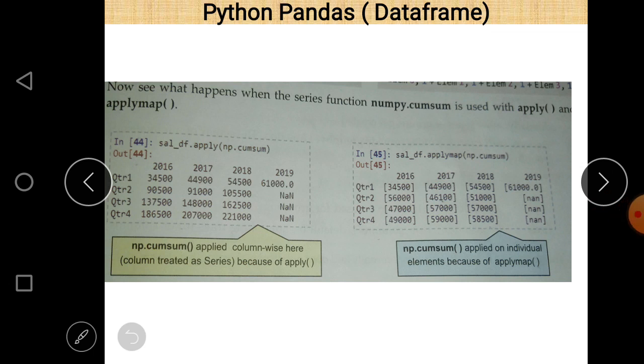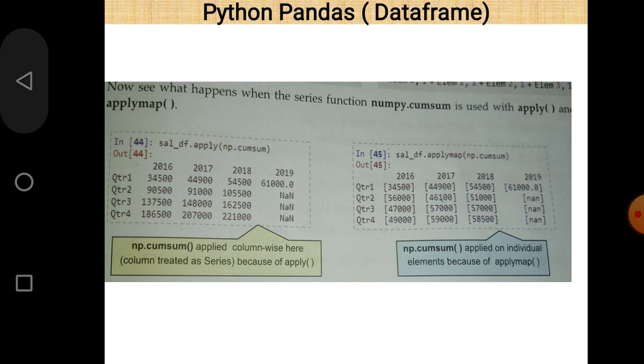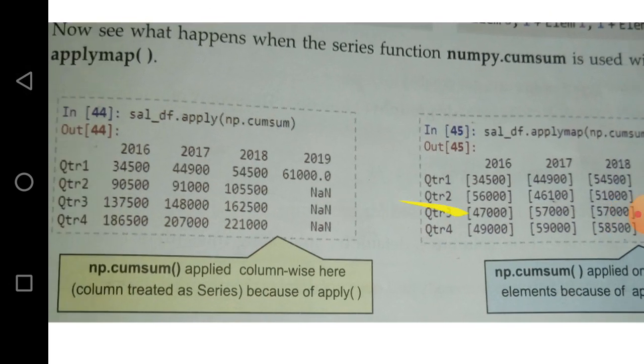Now there is another example. The data frame is the same as the previous one, but the function applied here is cumsum, the cumulative sum. In a cumulative sum, the previous term is added to the current term. For example, for the series 1 2 3, the cumulative sum up to two terms is 1 plus 2, that is 3, and up to three terms it is 1 plus 2 plus 3, which is 6.